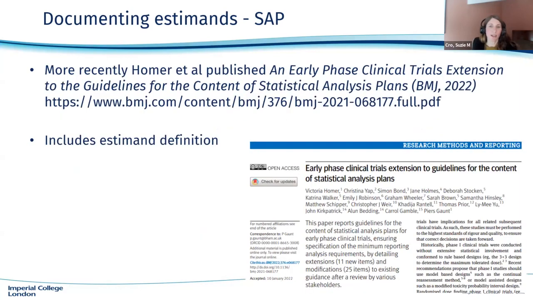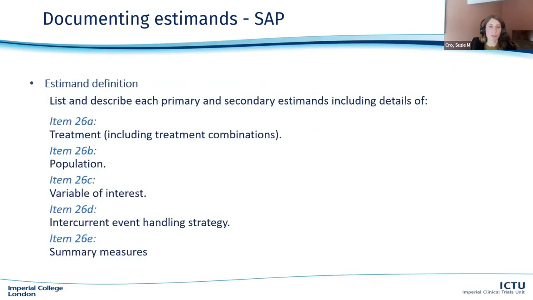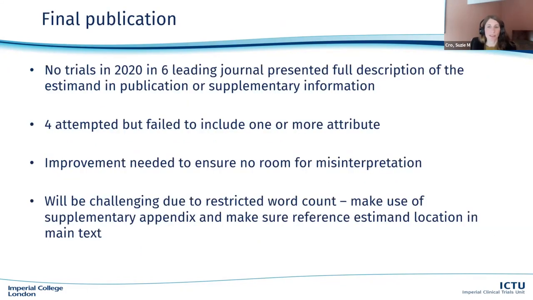More recently, an early phase clinical trials extension to the guidelines for the contents of SAPs was published just earlier this year. This was by Homer, Gaunt, and others, also including Gamble. And these do include specifying estimand descriptions within the SAP. So their content list includes listing and describing each primary and secondary estimand, including detail of each attribute. So this extension suggests we may expect estimands filtering through to the main SAP guidance soon upon updating. So that's documenting at the design stage.